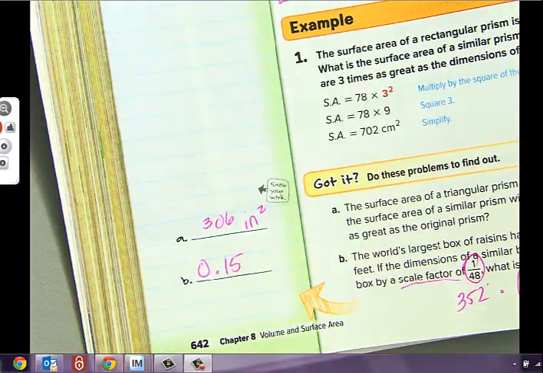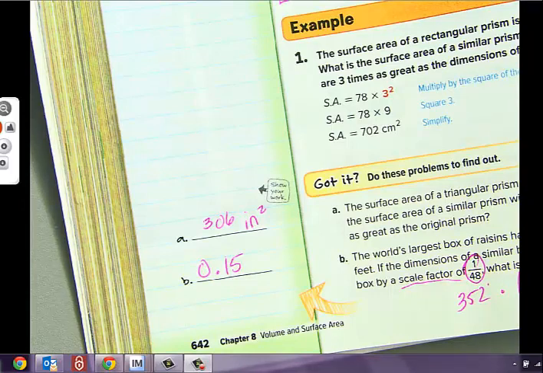Questions so far? If you have them, write them down in the column. We will come back to them and answer any questions that you have. Make sure that you write them down so that we know what your questions are. All right, let's go on to the next page.